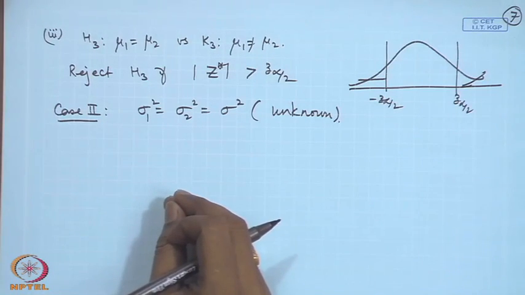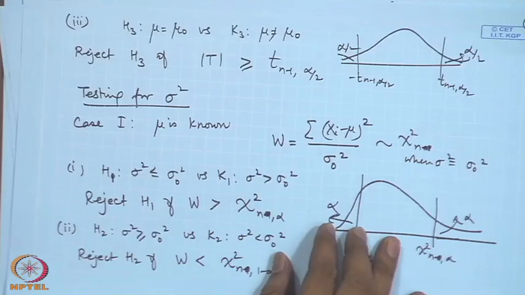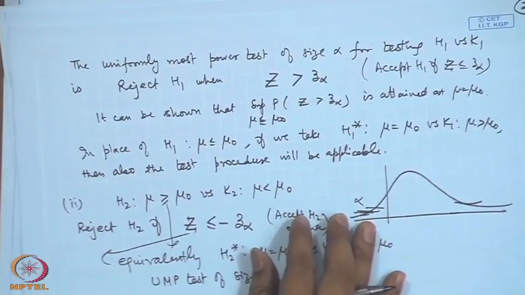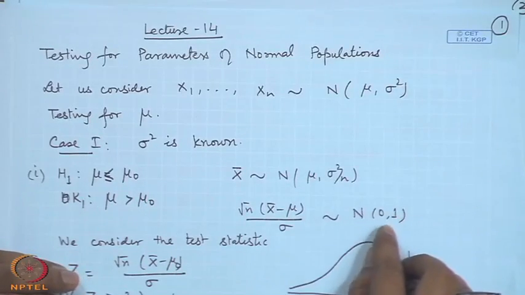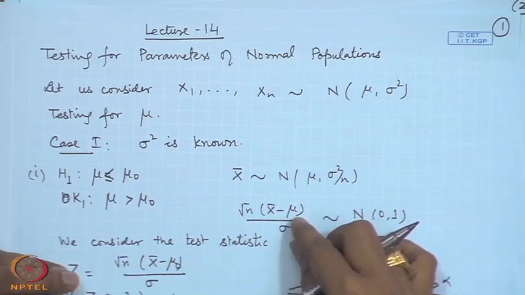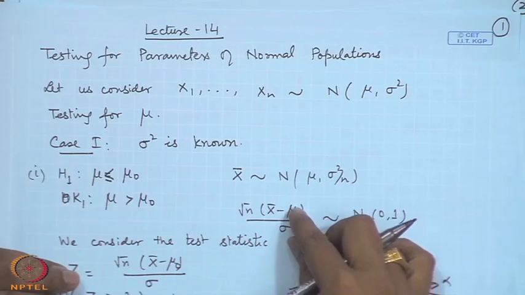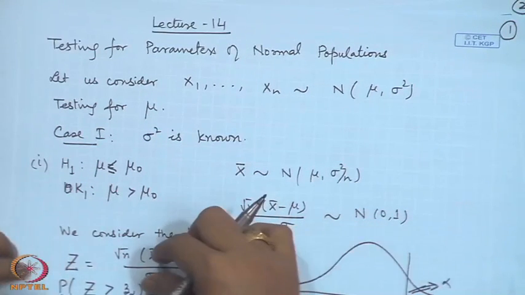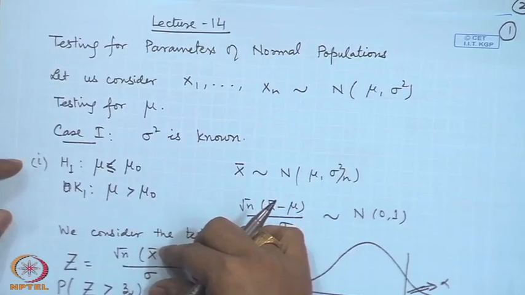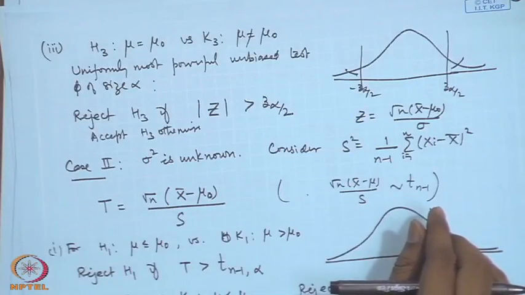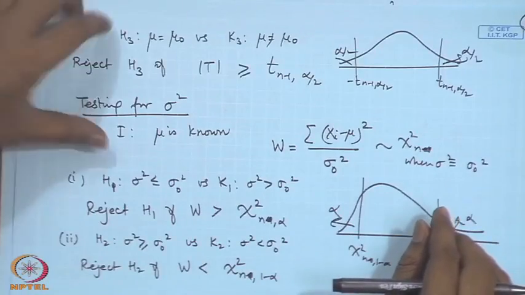Let me briefly mention about the large sample cases also. See, if we look at the case that I discussed in the beginning, here we are considering the approximation by the normal 0 1. Now, suppose the original distribution need not be normal, but if we are considering the testing for the mean and we have large sample, in that case we can consider by applying central limit theorem that this will be approximately normal 0 1. So, the test procedure that I have mentioned here will still be applicable for the large sample cases. However, when sigma square is unknown, in that case this procedure will not be applicable.